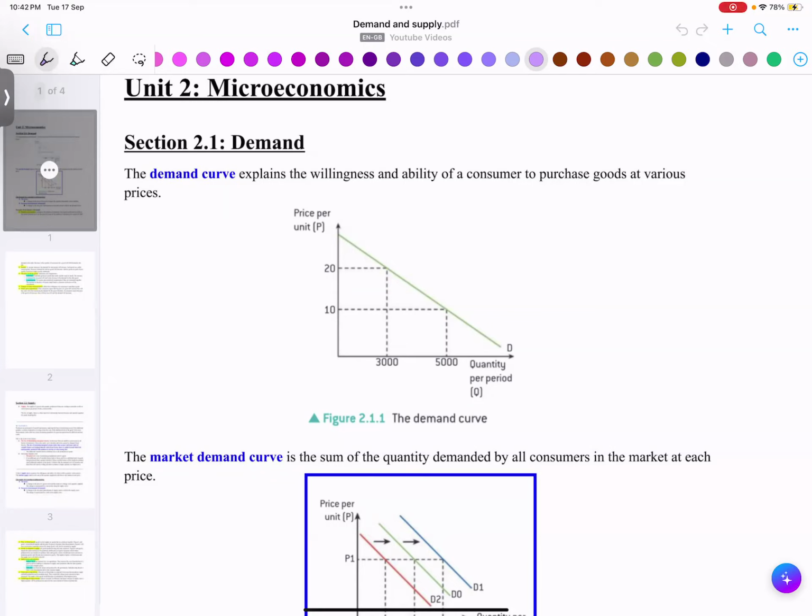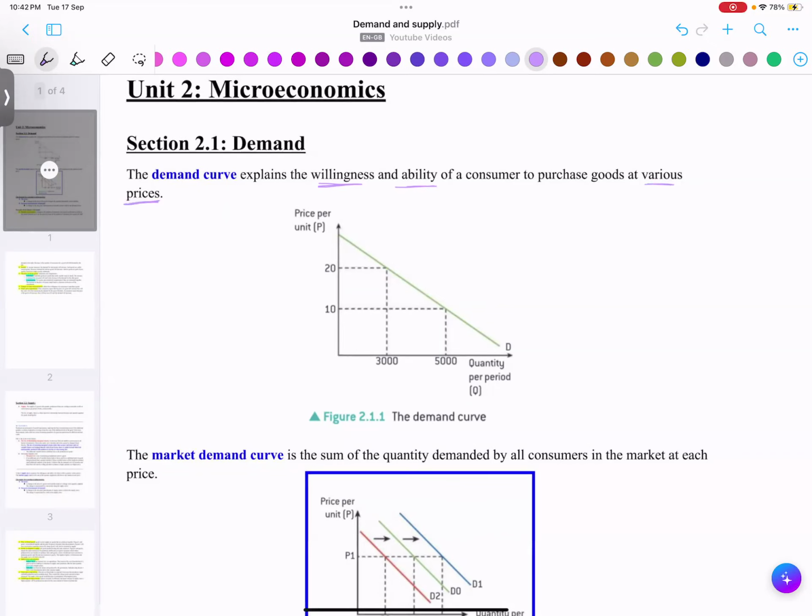So basically, the demand curve explains the willingness and ability of a consumer to purchase a good at various prices. So again, it depends on the price. The price is a determining factor, right? So keyword 1 is willingness, and keyword 2 is ability, okay?